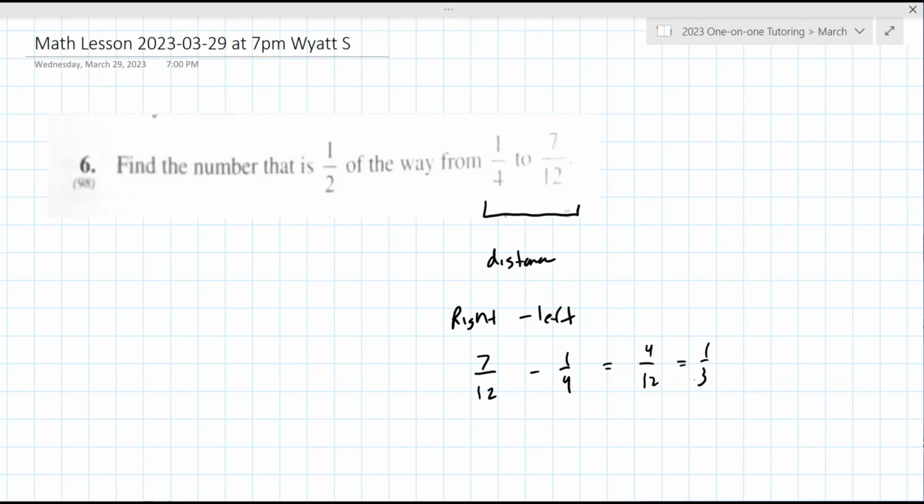Is that okay? That doesn't seem right. I'm really bothered by this. Why is that not right? So 3/12. Yeah, it is 4/12, 1/3.